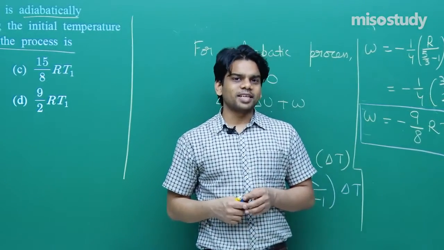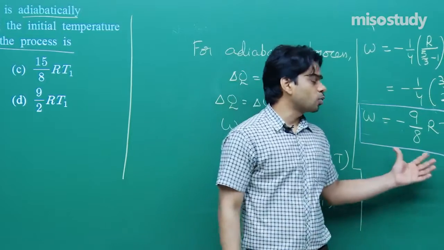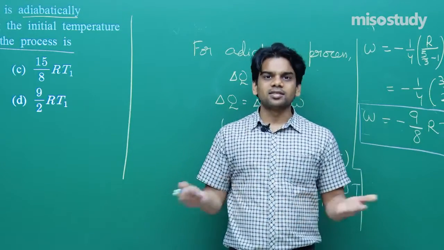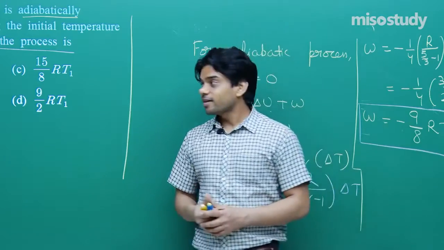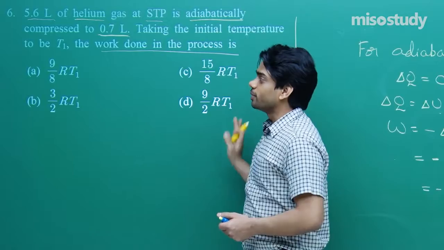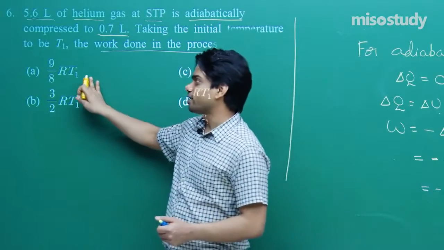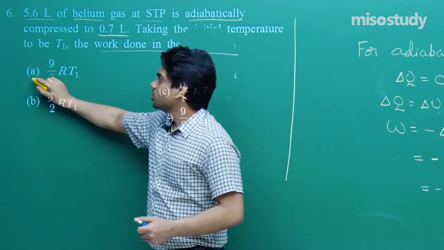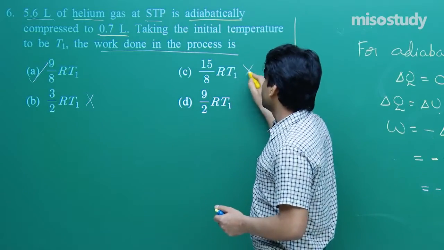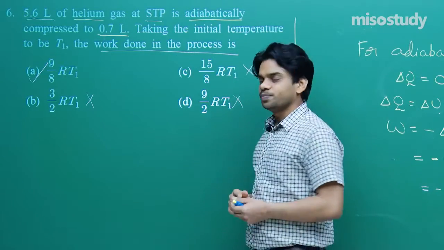Now one more thing, try to understand. The answer comes out to be negative, that is the actual, because the gas is compressed, you are doing work on gas, so the answer has to come negative. In our case, only the magnitude is given, so you need to check which magnitude suits the best option. Option A, 9 by 8 RT1, yes, this is the right magnitude. This will be the right answer. The rest, 3 by 2 RT1, no. 15 by 8 RT1, no. And 9 by 2 RT1, no.